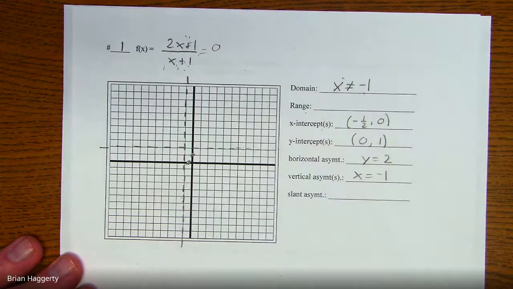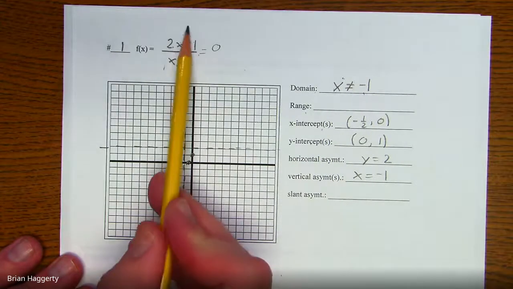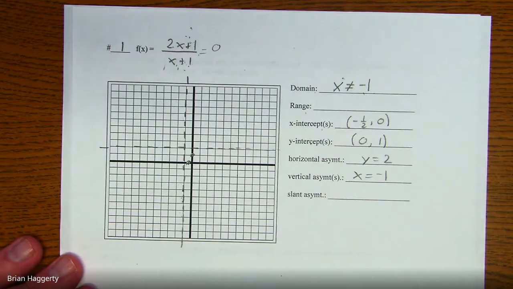All right, the other possibilities are if the degree of the top is less than the degree of the bottom, y equals 0 is always your horizontal asymptote. And if the degree of the top is bigger than the degree of the bottom, then there is no horizontal asymptote. And those rules are on the other side of the page.